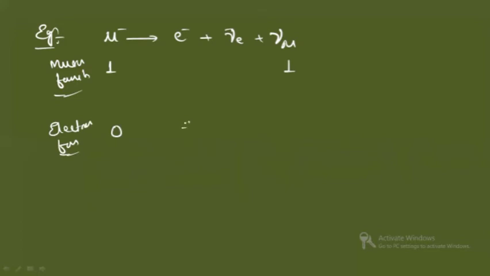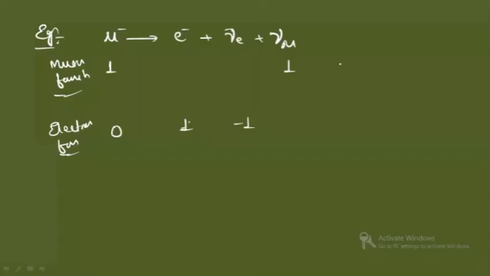This is having +1, right? Because this is a lepton. And this is the antiparticle of neutrino, electron neutrino. So you will have here -1. So it is 1 and it is -1. So here also, if you see, it is conserved.